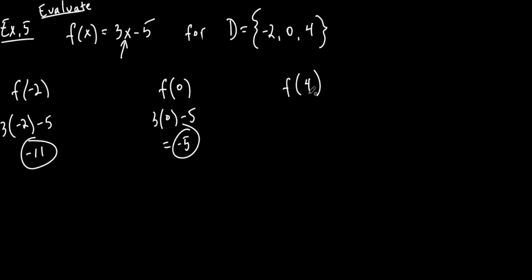All right. Let's do f of 4. So I'm just taking that 4 and throwing it in for the x. So it's 3 times 4 minus 5. 12 minus 5 is 7. And then that's your value there.